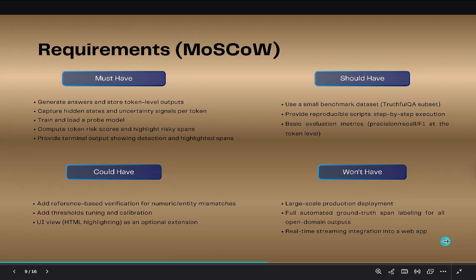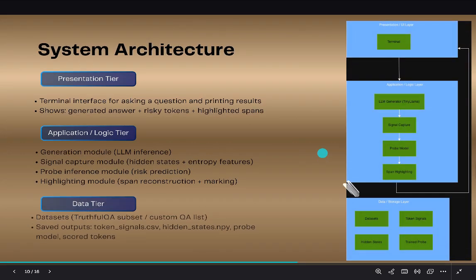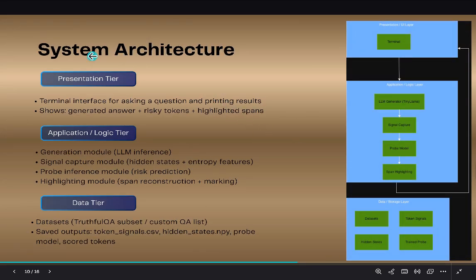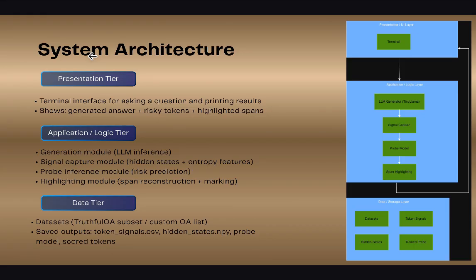Then I will go with the system architecture part. This slide shows the system as three tiers, which means three main layers that work together. I will draw the diagram and put it in this part also. It is a diagram with three main layers that work together.